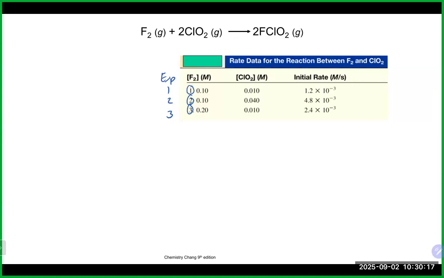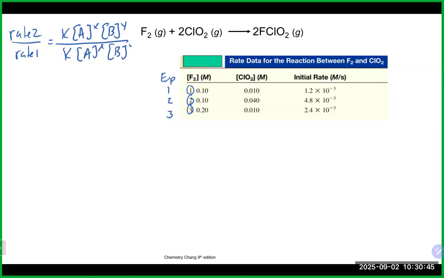So there's a couple of ways you could do it, but since you need to show your work, I would say for most people, the mathematical approach is probably the best way to do it. To do that, you would take rate 2 over rate 1 equals k, A to the x and B to the y, or however many reactants you have going on there. You could have C to the z if you like.